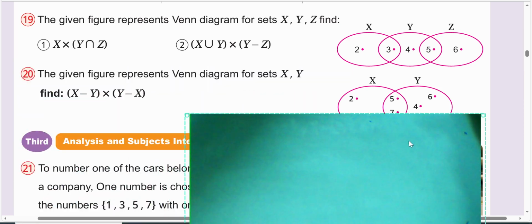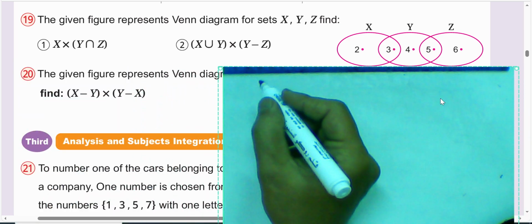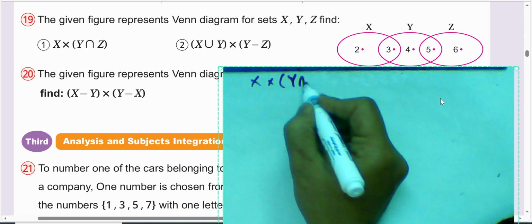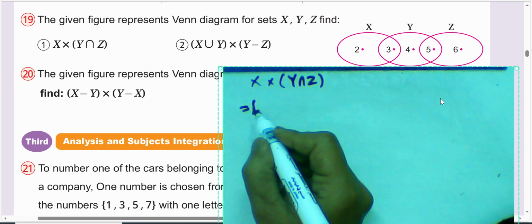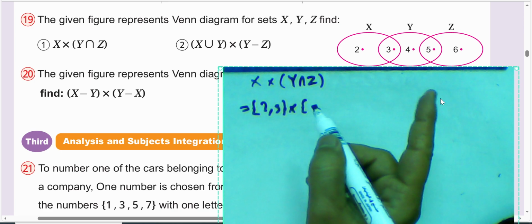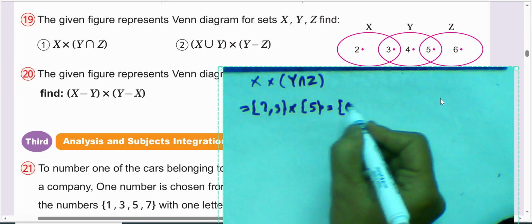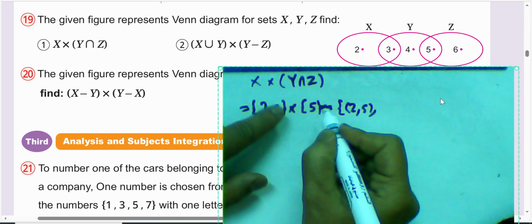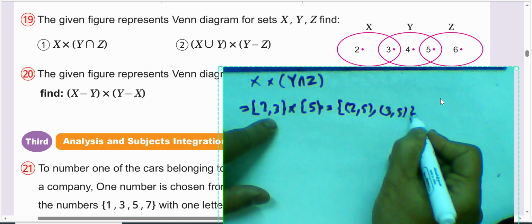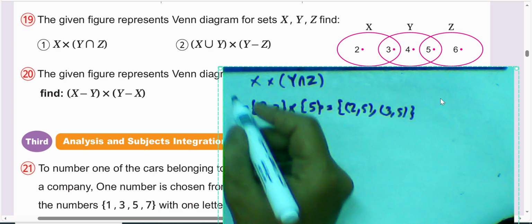Now we have 3 sets here. I want to find from the Venn diagram x Cartesian product the intersection between y and z. First, the elements of x are 2 and 3, and the intersection between y and z, look here, y and z intersect at 5. In the Cartesian product, we can write 2 with 5 and 3 with 5. Okay, this is question number 1.